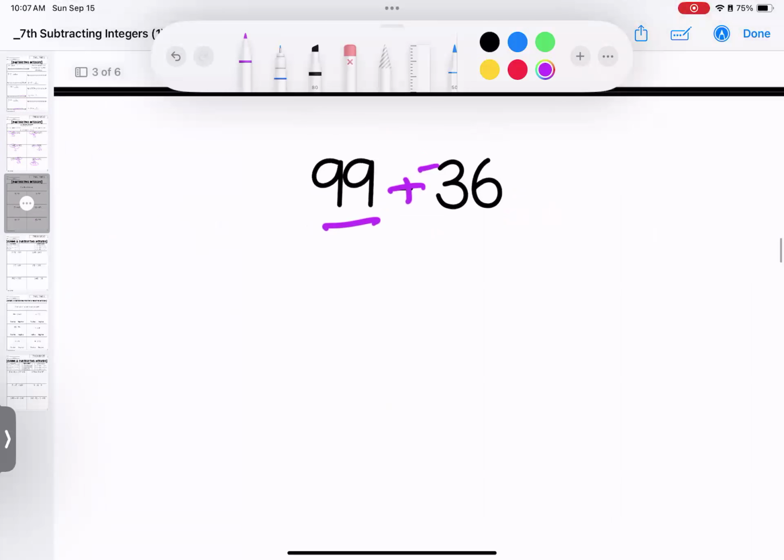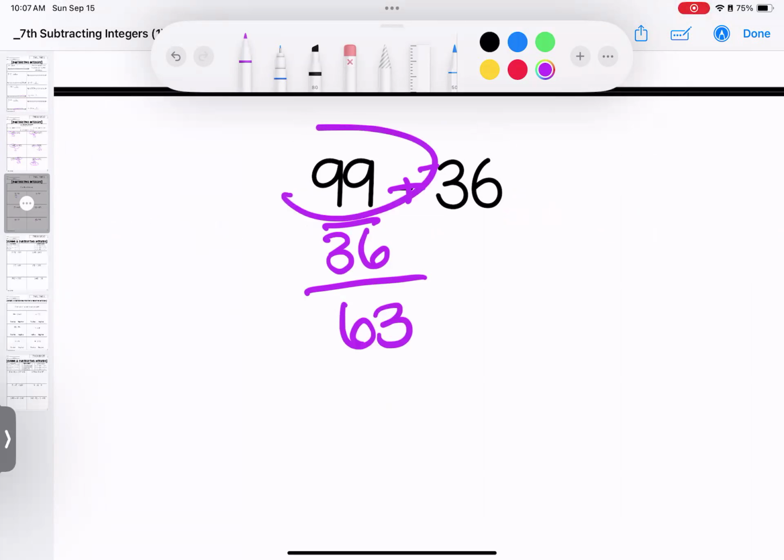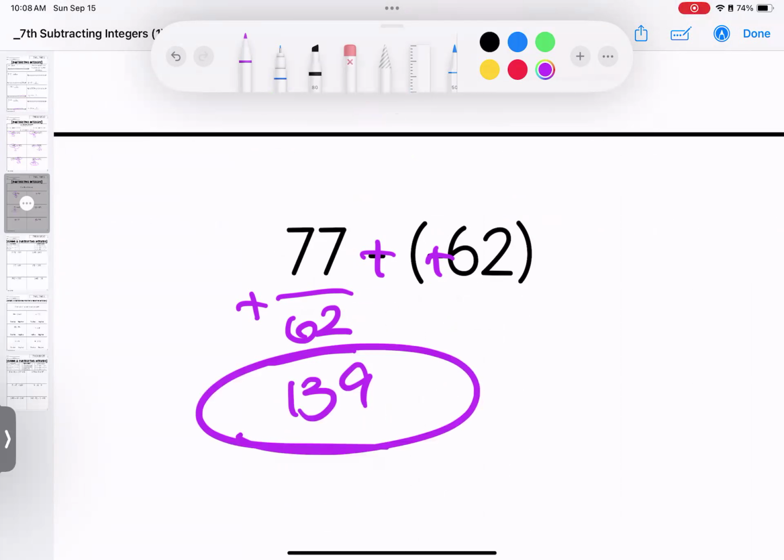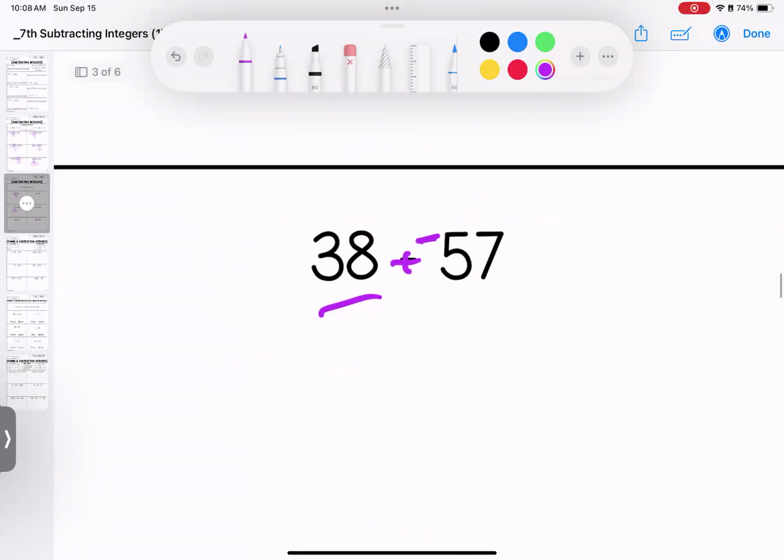Same sign, sum, different sign, difference. Here we are different. We're going to subtract. We get 63. That 63 is positive because the larger number is positive. Same sign, sum. We're going to add these. And when we do, we get 139. That 139 is positive because both numbers are positive.